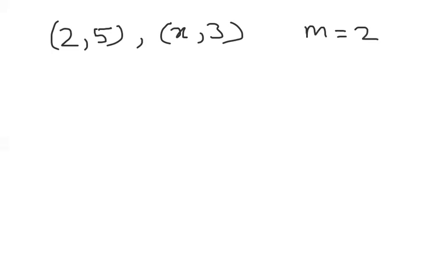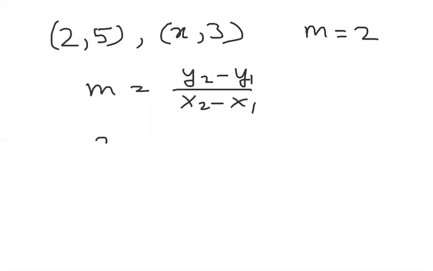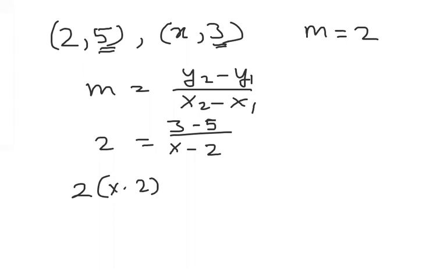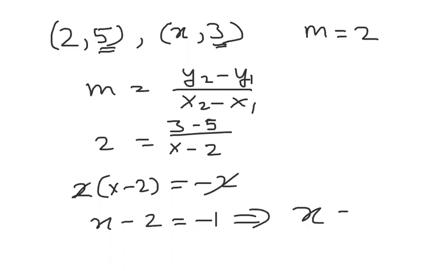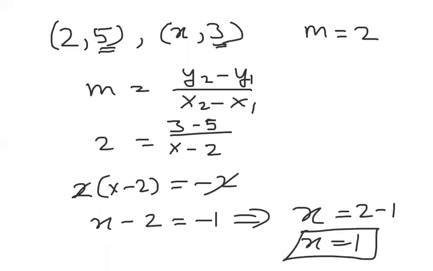Slope is (y2 minus y1) upon (x2 minus x1). m is 2, y2 is 3 minus y1 which is 5, upon x2 which is x minus x1 which is 2. With cross multiplication, 2 times (x minus 2) is equal to minus 2. The 2s will get cancelled. x minus 2 is equal to minus 1. That will give me x equals 2 minus 1. The value of x is 1. So we have got the value of x.